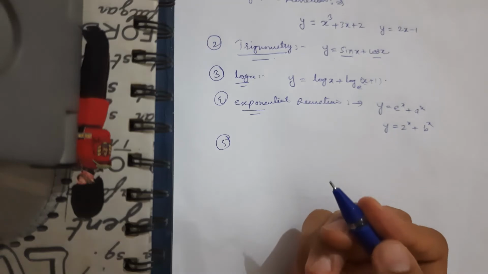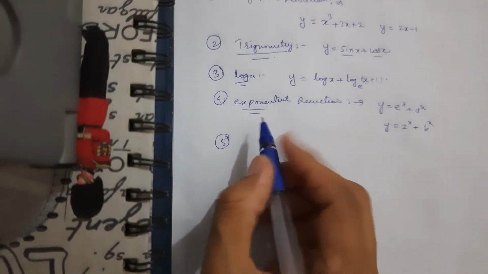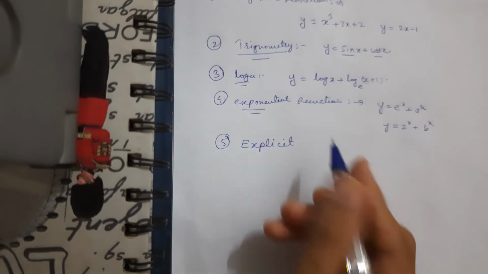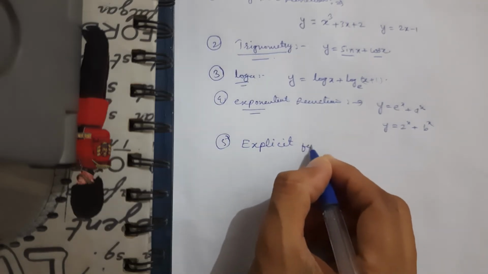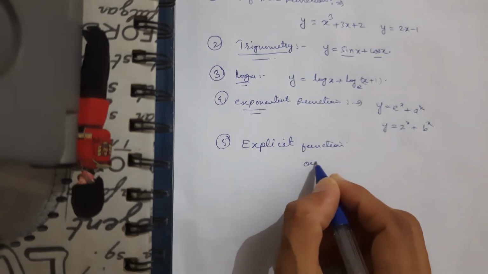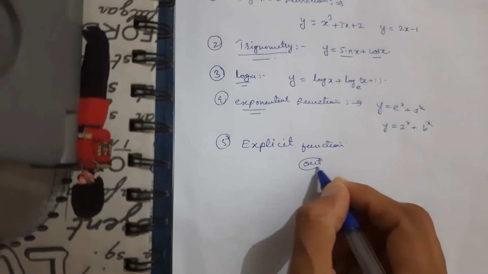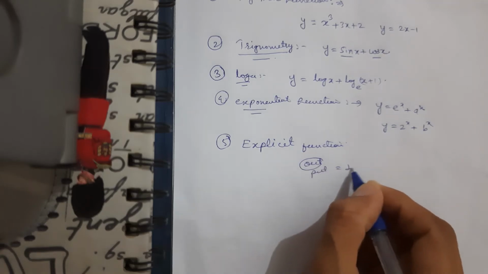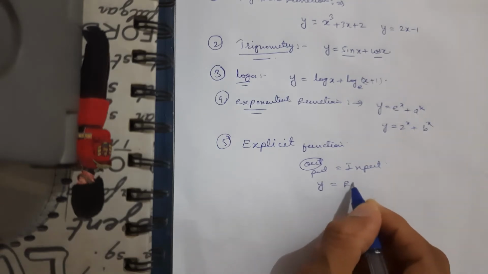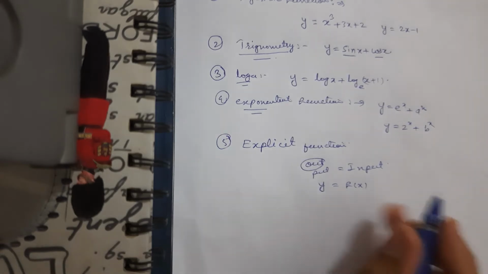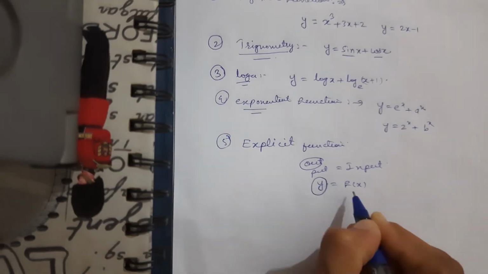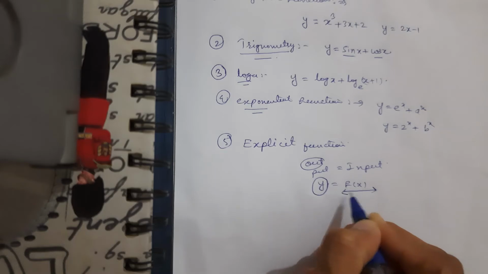Next one that I want you to understand is explicit function. This is the function where you can write your output on one side and your input on another side. So clearly you can write y equals f of x. If this is the case, then this is called an explicit function. So here you have pure output and here you have all of your input terms.